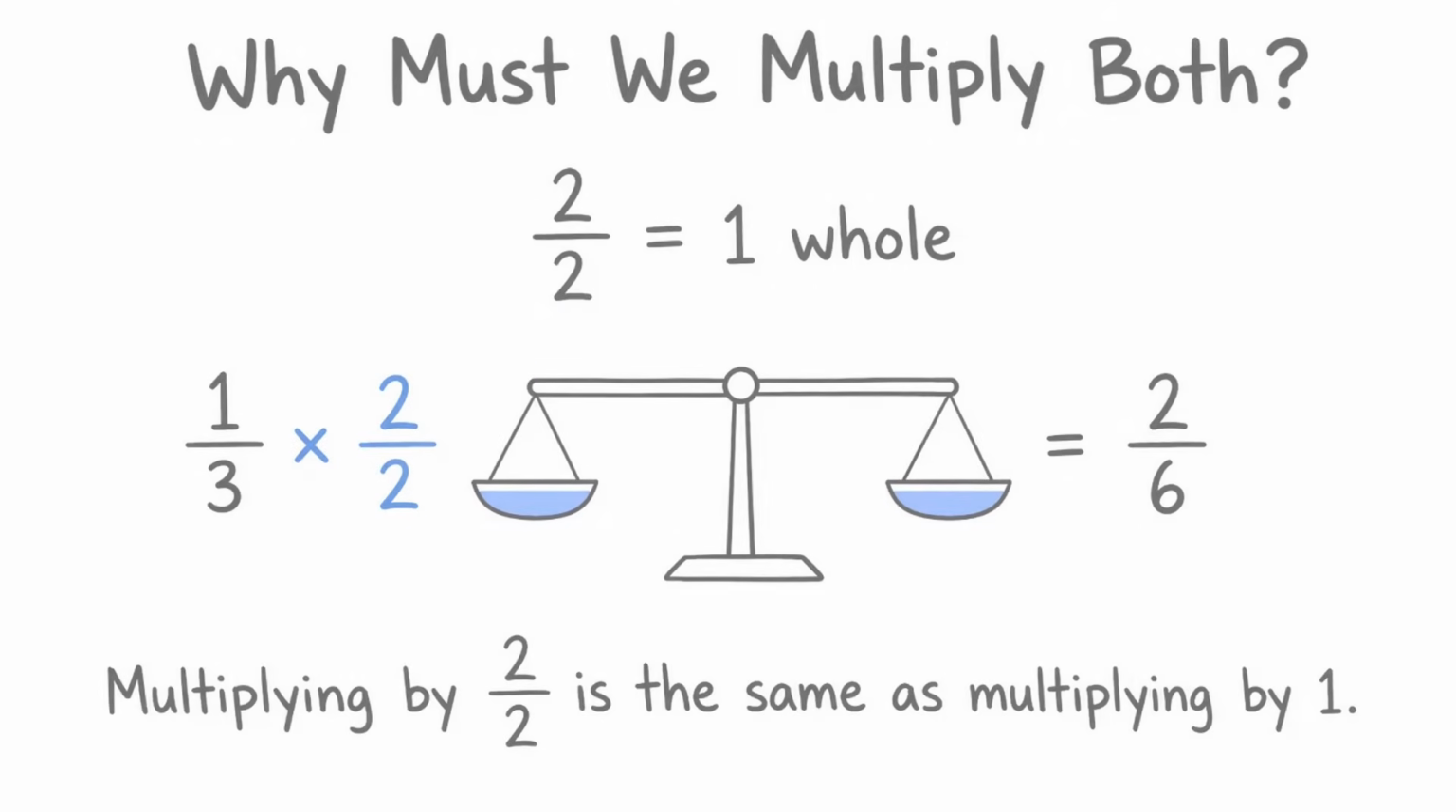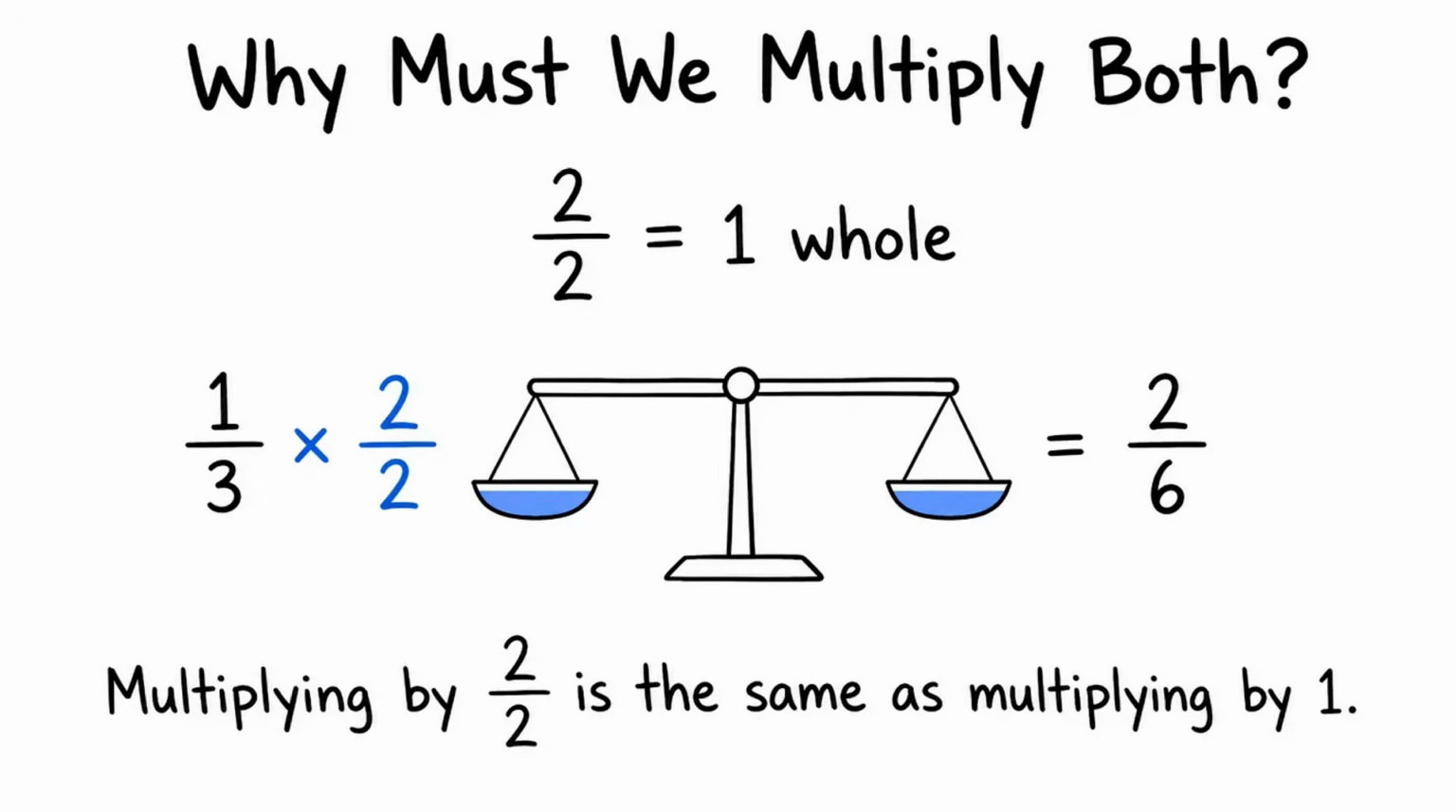You might be wondering why multiplying both numbers doesn't change the fraction's value. When we multiply the numerator and denominator by 2, we are really multiplying the fraction by 2 over 2. And 2 over 2 equals 1 whole.